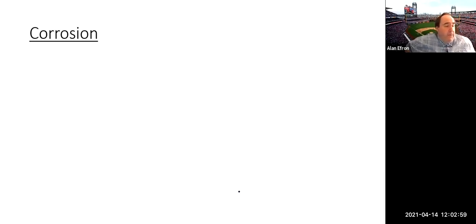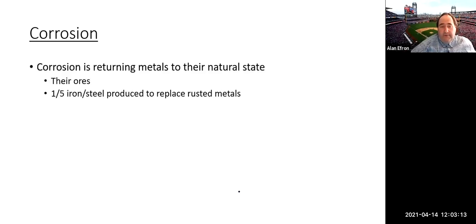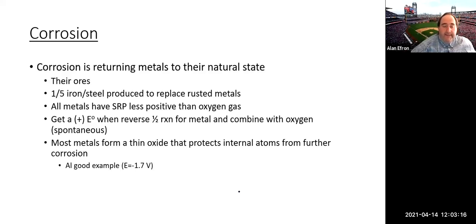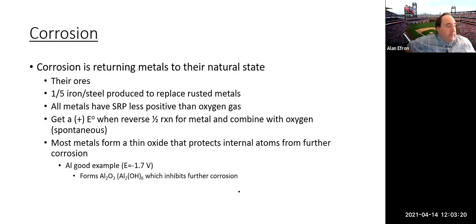Okay, then we're going to talk about corrosion: what corrosion is, how it happens, and some ways to prevent it. So let's talk about what corrosion is and what happens when it occurs. Corrosion is really returning metals to their natural state. It's the oxidation of metals, basically what a lot of corrosion is, when metals go through oxidation.